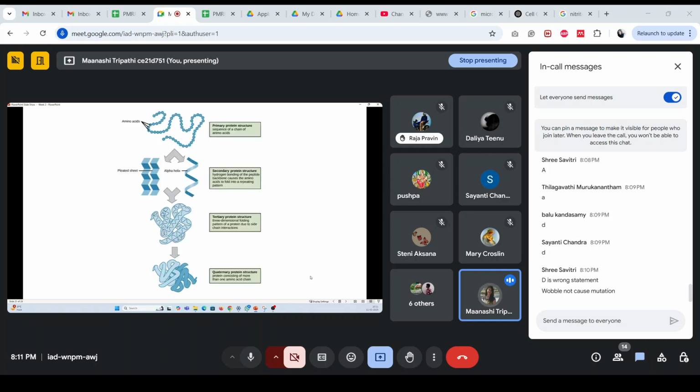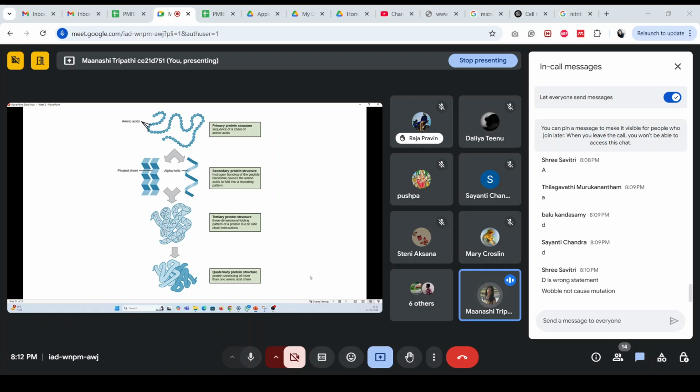So the next, as we were studying the structures of protein in the earlier questions, primary structures are the sequence of chain of amino acids, nothing else, just a sequence. They do not cause anything. The secondary protein structure is the alpha helix or pleated structure. Hydrogen bonding of the peptide backbone causes the amino acids to fold into a repeating pattern. So the repetition of this sequence is the secondary protein structure, which can be a pleated sheet or an alpha helix.